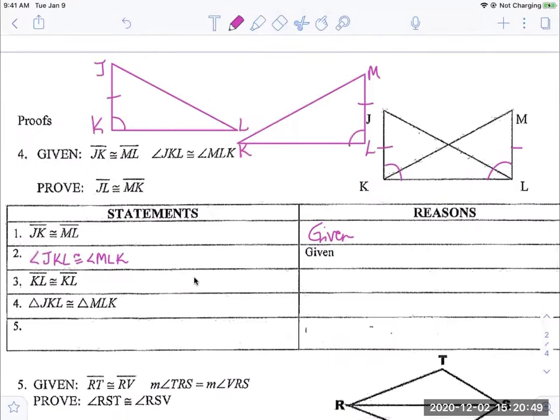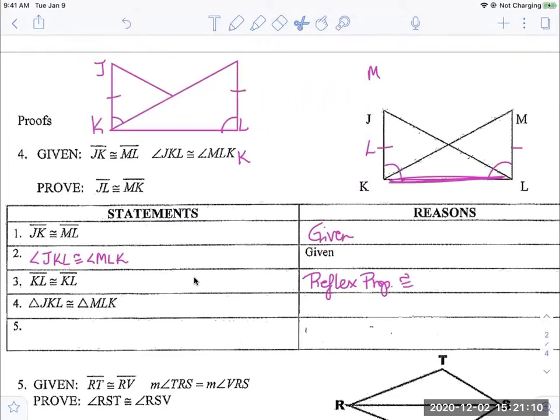Okay, segment KL is congruent to segment KL. Now, when you see it on here, hopefully that screams to you that that's reflexive. You can also see it's reflexive because it's where the two triangles overlapped before I pulled them apart. If I put them back together like that, they both share that segment along the bottom. The segment KL is in both of the triangles. And then the triangles are congruent by side, angle, side.